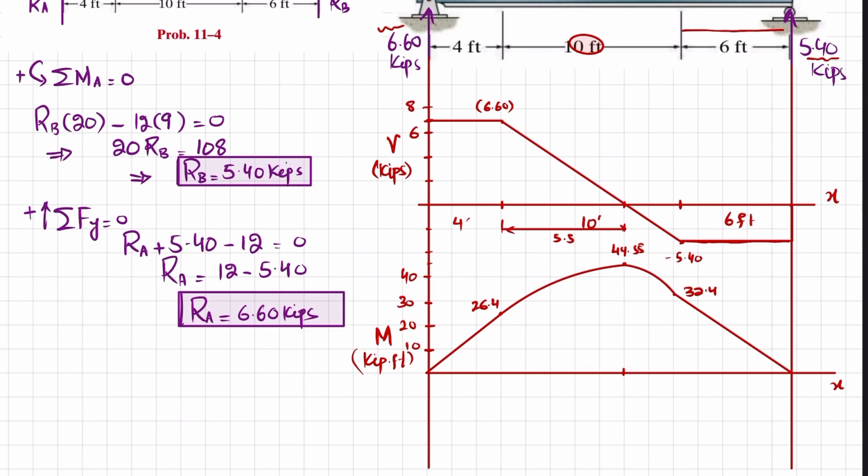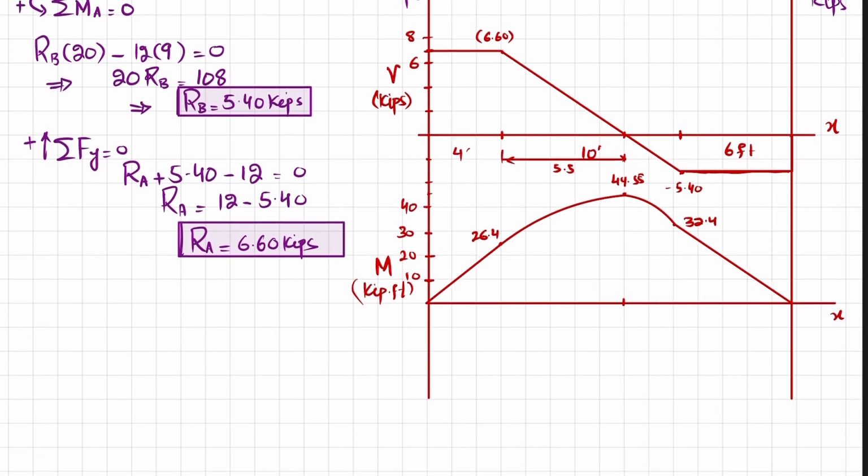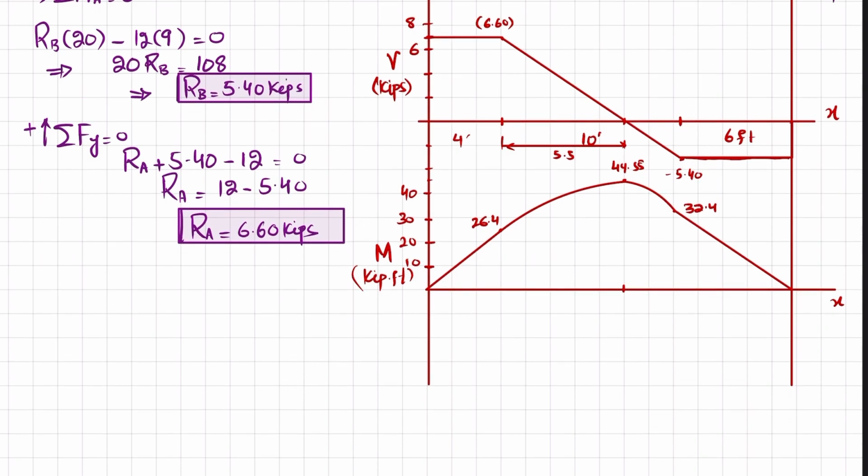Now from this bending moment diagram, you can calculate the maximum bending moment. I will choose another color. So maximum bending moment is equal to 44.55. You can see this is the maximum value, that is kips into feet.